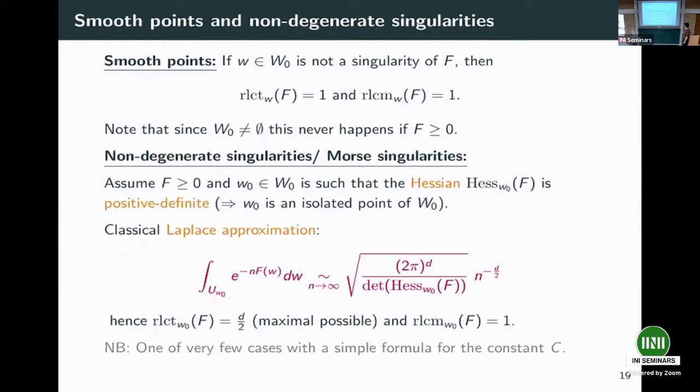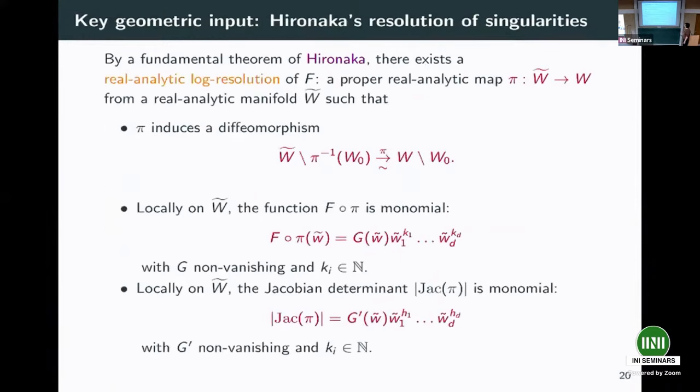Then this Laplace integral is actually a very classical object, and there is the classical Laplace approximation. First of all, you see this n to the minus d over 2, so the real log canonical threshold is d over 2. This is a generalization of the case of the sum of squares. But also you have a precise formula for this constant, and it's one of the very few cases where you actually have a simple form for the constant.